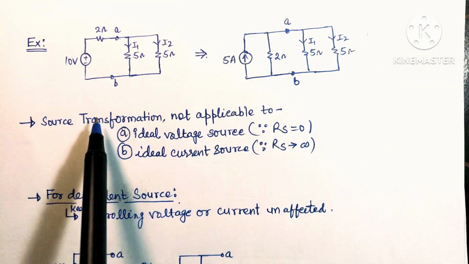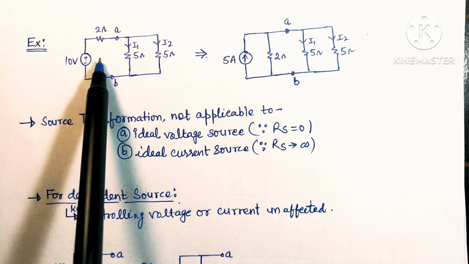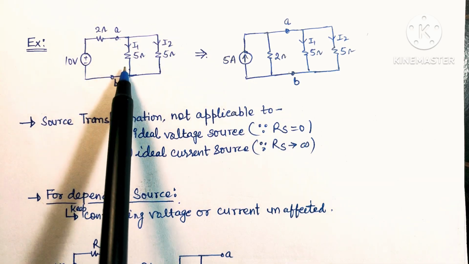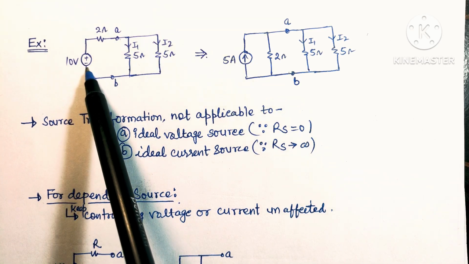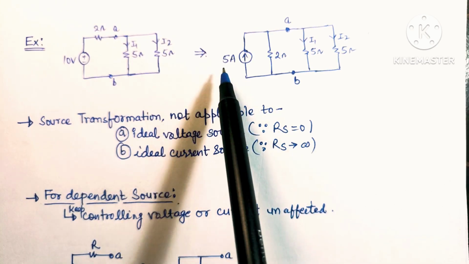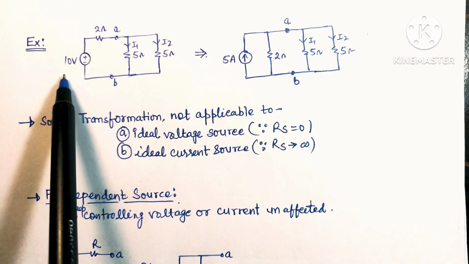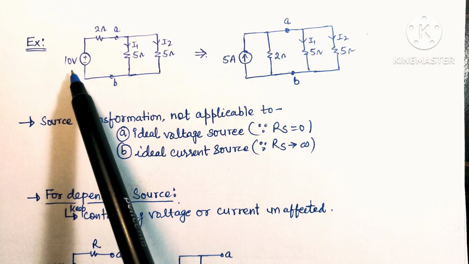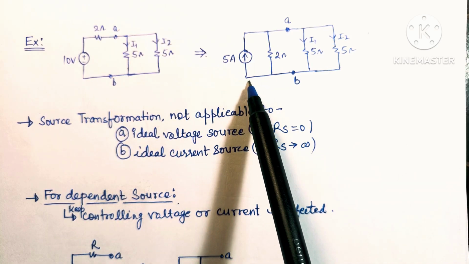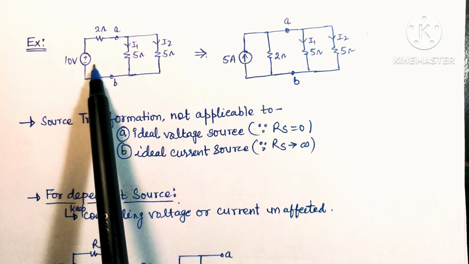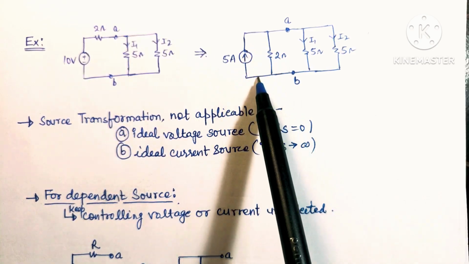Here an example is shown in which a 10 volt voltage source and a 2 ohm resistance are connected across the A and B terminals, and a 5 ohm resistance is connected in parallel. If we want to apply source transformation here, we have to convert this voltage source into a current source. As indicated here, the value of the current source will be voltage upon resistance, that is 10 by 2, equal to 5 ampere. So the current source value is 5 ampere, and the resistance which was given in series here will be connected in parallel to this 5 ampere current source.